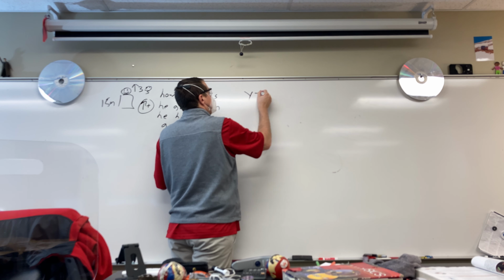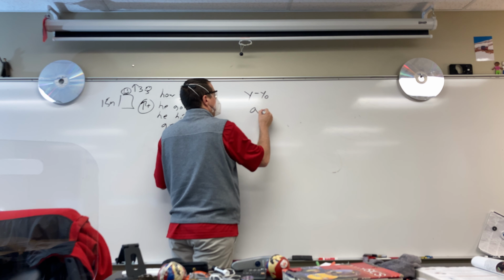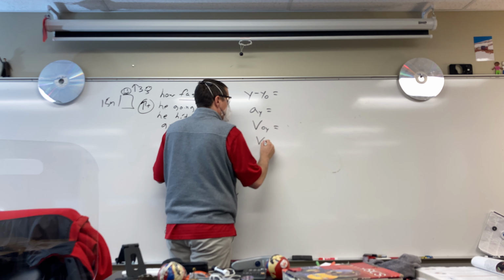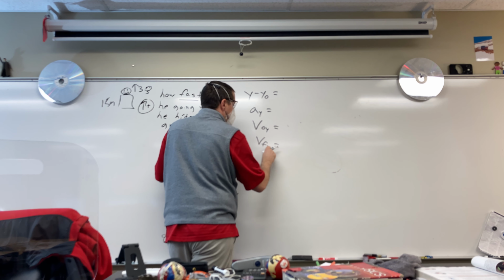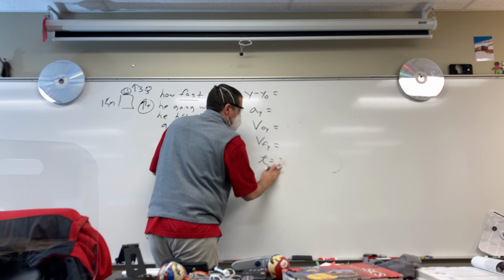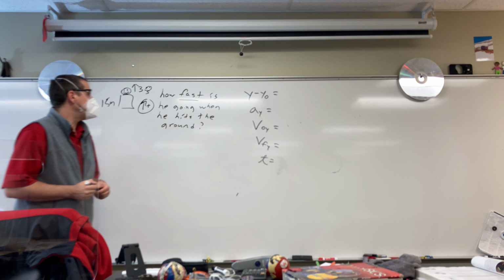So let's go ahead and list our 5 variables, y minus y naught. And in no particular order, you can make these whatever order you want. V initial y, or v naught y, v final y, and time. Okay, so let's try to fill some stuff out.